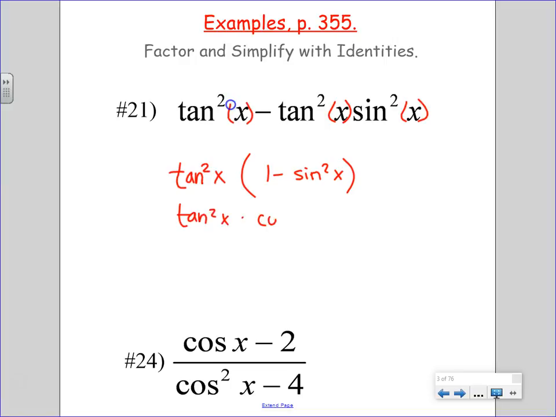Here's a rearrangement with the binomial. Oh, we're done. Can't go any further. Wait, can it? Yeah, we can. Tangent is sine over cosine. Tangent squared is sine squared over cosine squared.